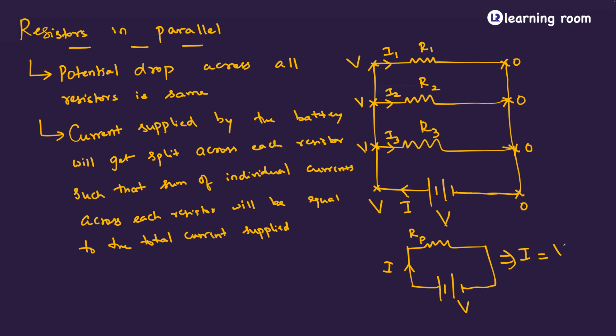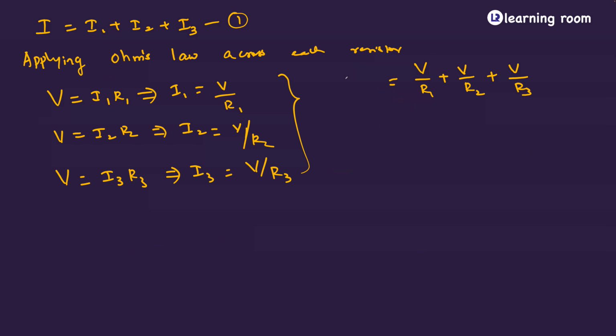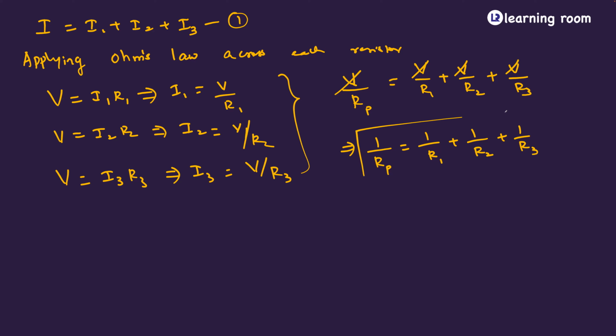I'll get I is equal to V divided by RP. So I'll take this V divided by RP and substitute it in the left hand side. So it will be V divided by RP. So what is that going to get cancelled? V is gone, which implies 1 divided by RP will be equal to 1 by R1 plus 1 by R2 plus 1 divided by R3. Right? So this is going to be the expression for the relation between the equivalent resistance and the individual resistances. Okay, so make a note of this.